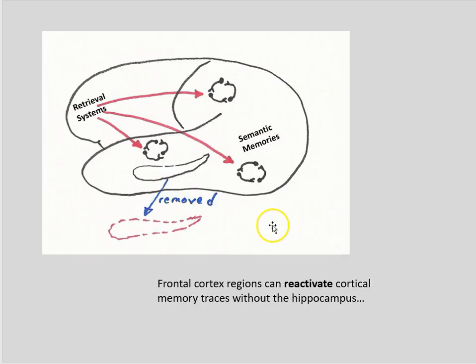And if we were to diagram that scenario, here we have the hippocampus has been removed from underneath the temporal cortex. Semantic memories, this will be our icon for semantic memories stored in the cortex. The brain has other retrieval systems that can access semantic memories without the need for an intact hippocampus.